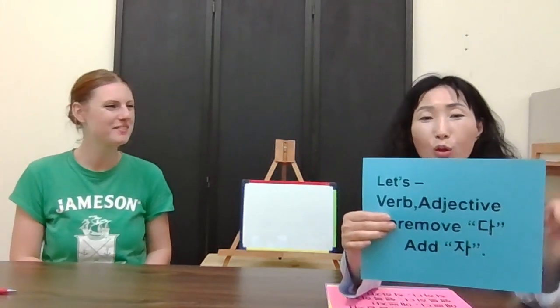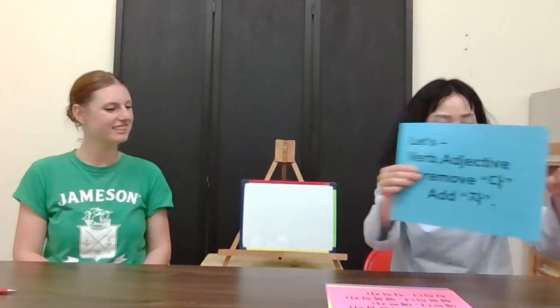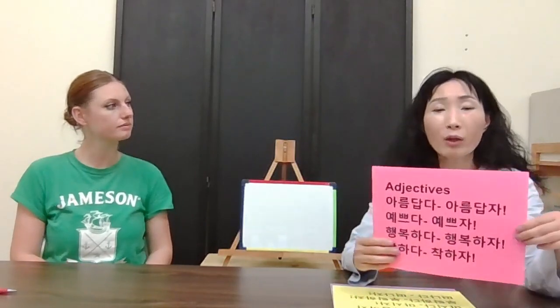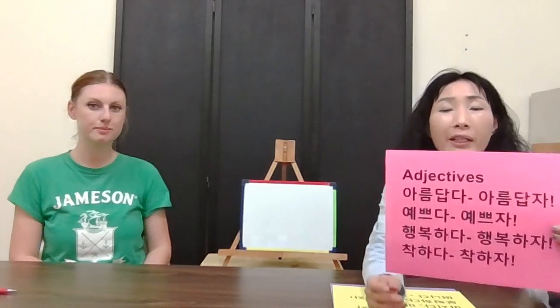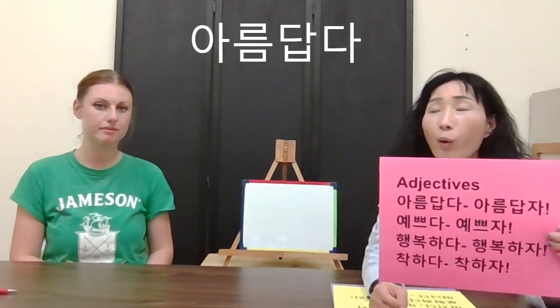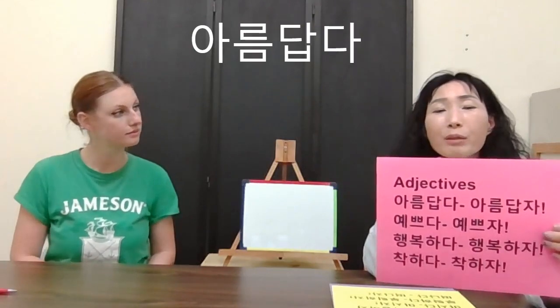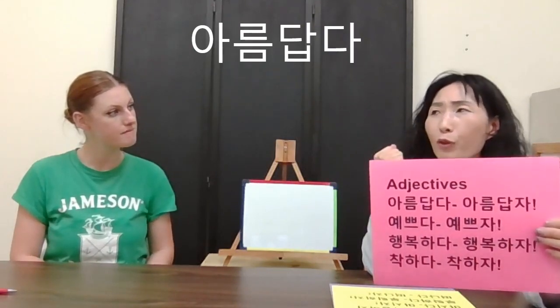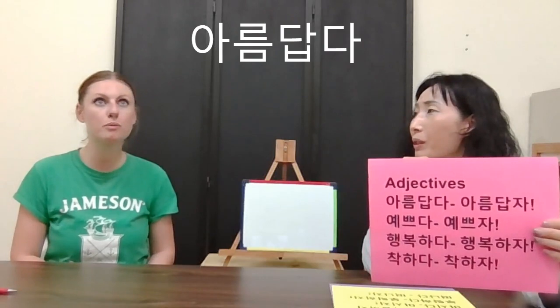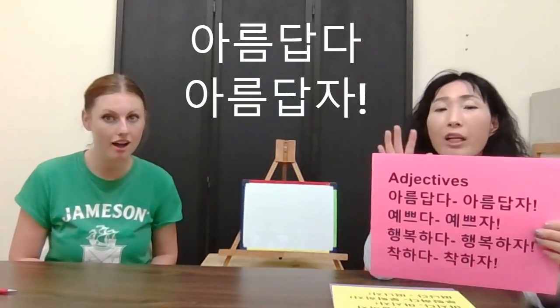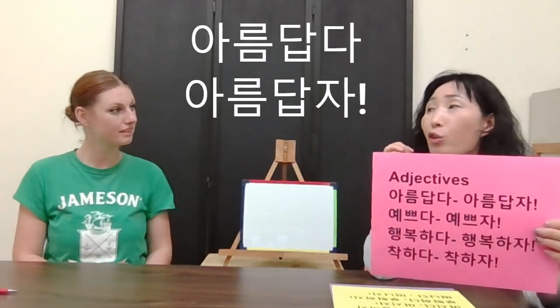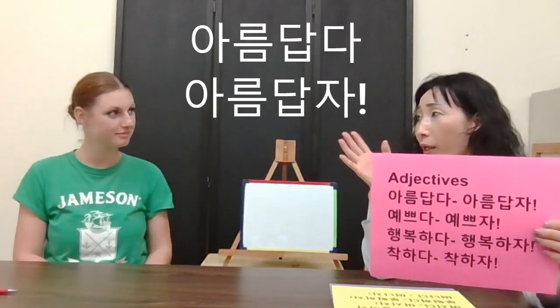So you read it, so you know what we're going to do today. Now let's talk about the adjective. We say 형용사. Here, 아름답다. What is 아름답다? Beautiful. That's right, to be beautiful. How do we make let's? Let's be beautiful. 아름답자. So this is the easiest grammar in Korean, don't you think?